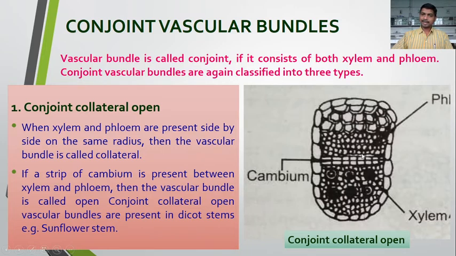Second thing, the xylem and phloem are present side by side on the same radius. Third thing, the cambium strip is present between xylem and phloem. So this vascular bundle, it is conjoined, collateral, open. What is conjoined? Xylem and phloem both are present in the same vascular bundle. Second thing, collateral, if xylem and phloem are present side by side on the same radius, it is collateral. Open means a cambium strip is present between xylem and phloem. So conjoined, collateral, open type of vascular bundles are present in the dicot stem, for example sunflower.